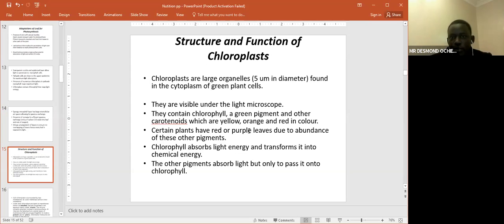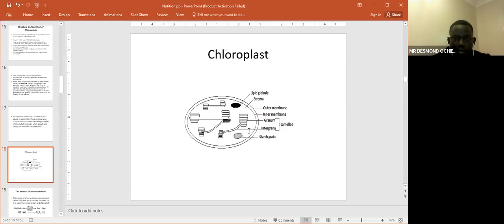So very first, I want us to look at the structure and functions of the chloroplast, because this is the main organelle, the organelle where photosynthesis takes place. So it is important for us to understand the structure of the chloroplast and how it is adapted to its function, just like we looked at the structure of the leaf, because it is in the leaf where photosynthesis occurs.